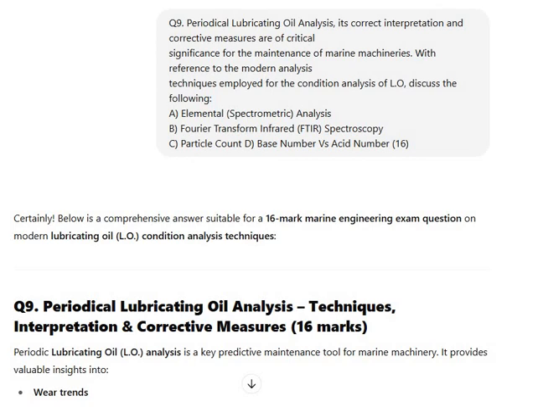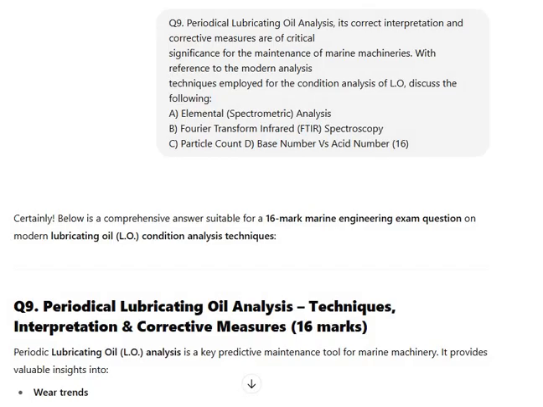Question number 9, 2024, June. Periodical lubricating oil analysis, its correct interpretation and corrective measures are of critical significance for maintenance of marine machineries. With reference to the modern analysis techniques employed for the condition analysis of lube oil, discuss the following.